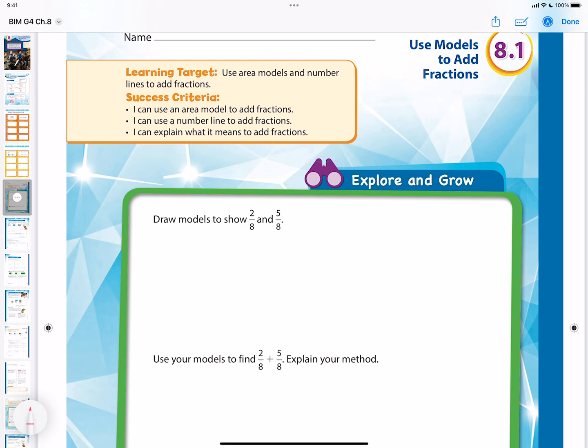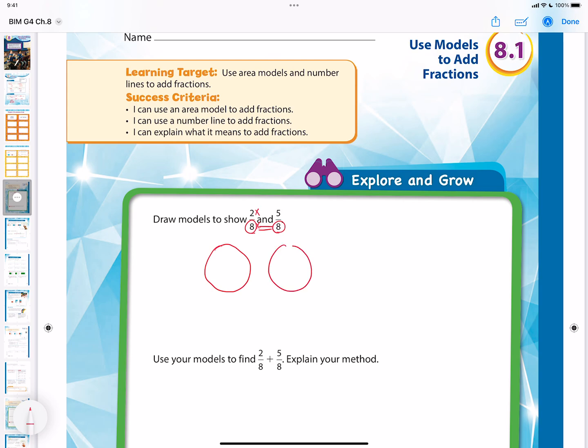Okay, but you have to know when you add or subtract, you have to make the fraction denominators equal. Otherwise, you cannot add. Okay, because if the sizes are different, you cannot add. So you have to make any fraction into an equivalent fraction, by multiplying or dividing to make these denominators the same. Okay, so let's draw these models to show 2 over 8.